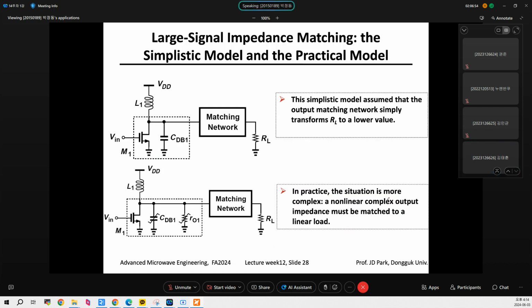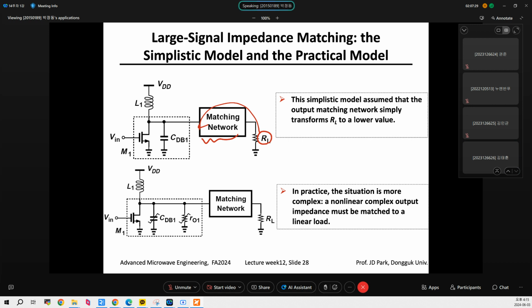Now, large signal impedance matching. So impedance matching is a very linear transformation, right? So basically, for the amplifier, typically we want to transform RL to a lower impedance, right? That's the design objective of the matching network, right?